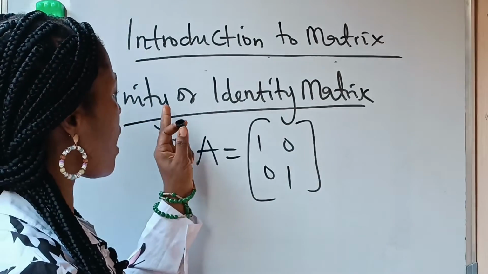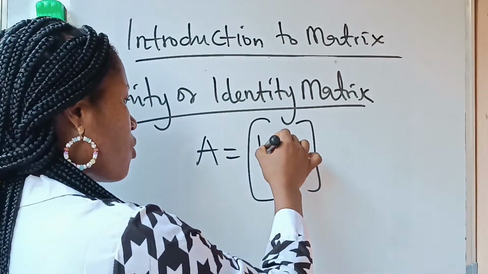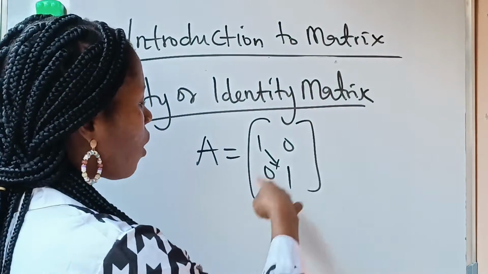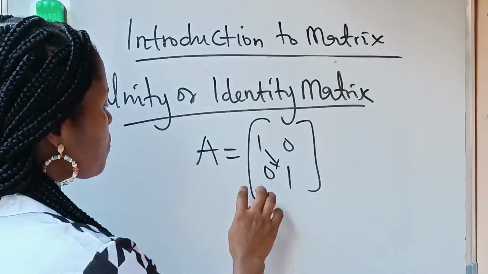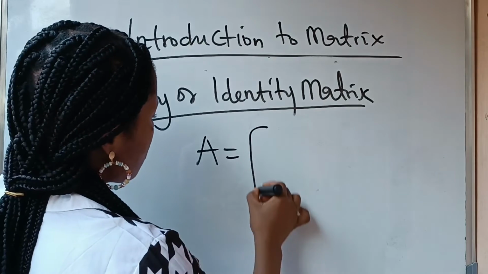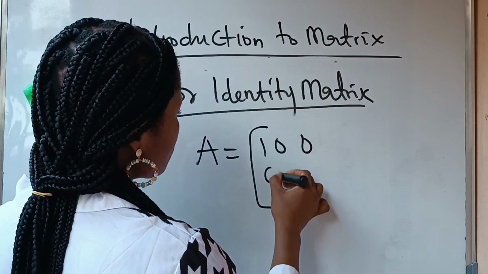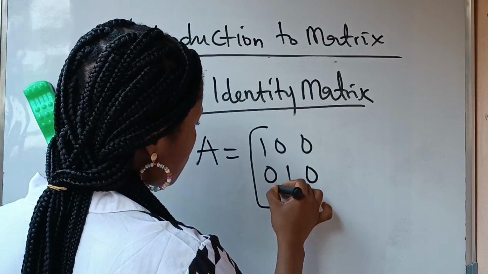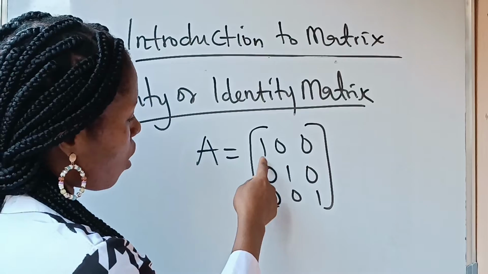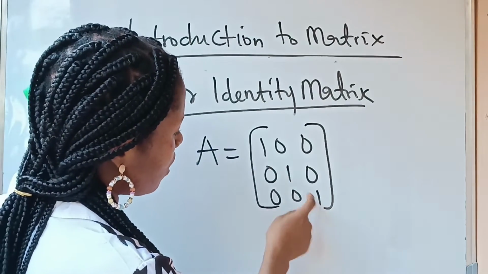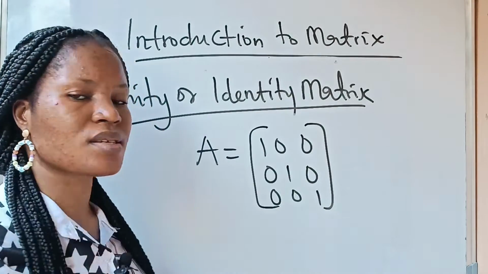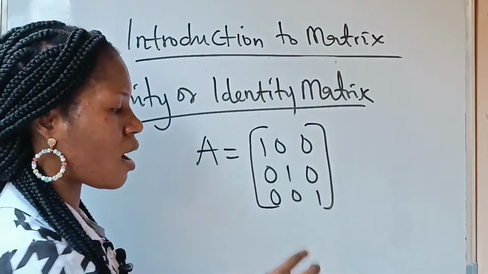This is a unity or identity matrix because all the elements in the right diagonal are 1. Other ones are zeros. It must not be just this. If we have something like 1, 0, 0, 0, 1, 0, 0, 0, 1, it is also a unity matrix. You notice that all the elements in the right diagonal are 1, 1, 1. Every other element is 0.